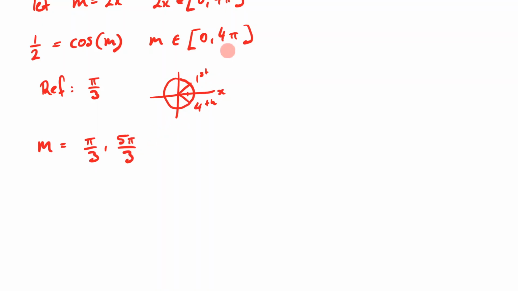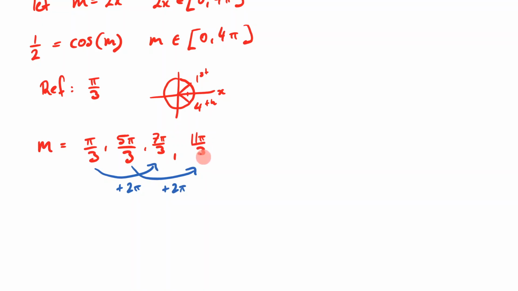You also have to keep an eye on your domain. As you can see there, my domain is 4 pi. So that means I'm going to have to plus 2 pi onto both of these to fill this out a bit further. So I'm going to have to take this and plus 2 pi to it, and take this and plus 2 pi to it, because I need to get to my domain of 4 pi here. So what is pi on 3 plus 2 pi? Well, that's going to be 6 pi on 3 plus pi on 3, so it's going to be 7 pi on 3. So too, 5 pi on 3 plus 2 pi is going to be 11 pi on 3.